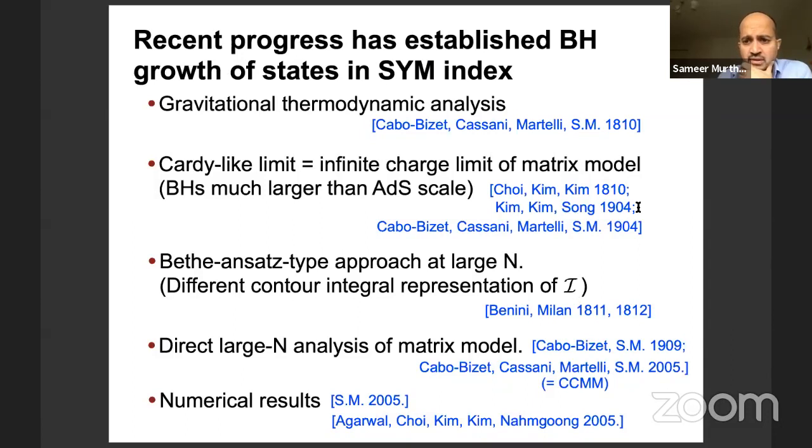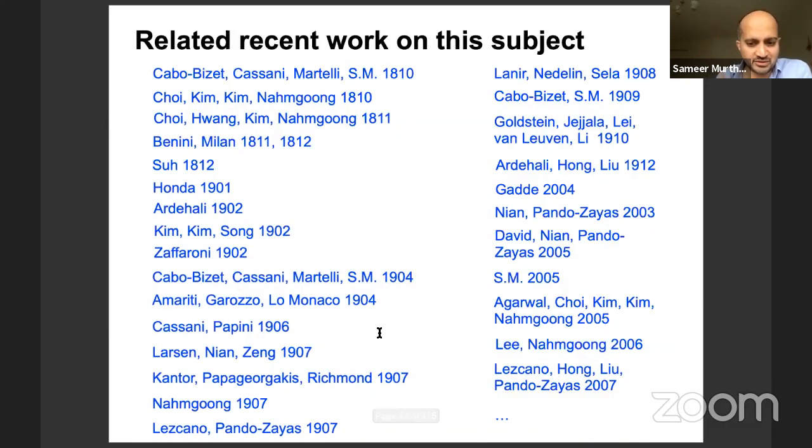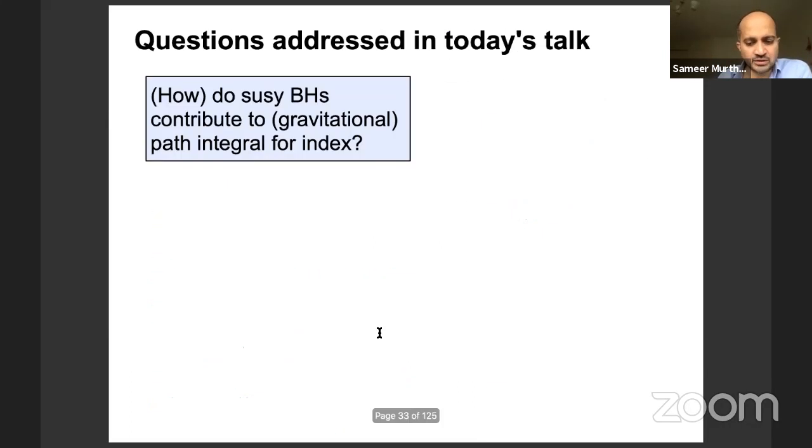So since October 2018, there's been a lot of progress, and by different methods, I think people have reached the conclusion that indeed there is a growth of states in the index, right? And then there's been a mini explosion in activity in this field. Today I want to discuss three main questions.